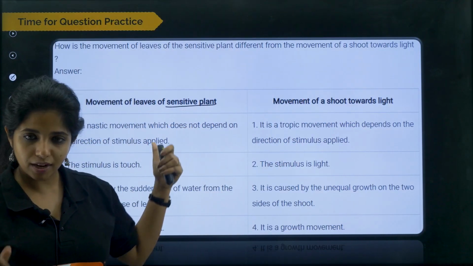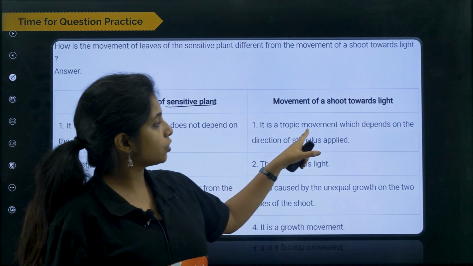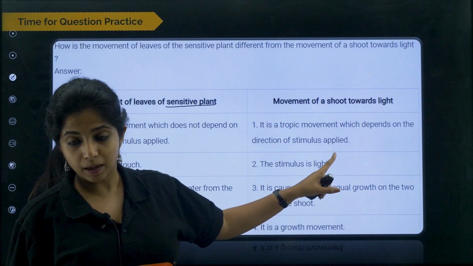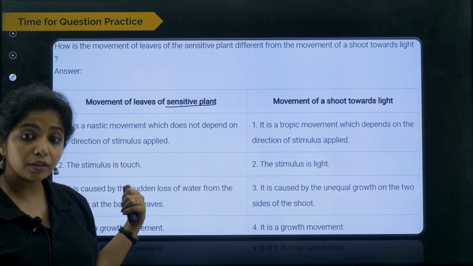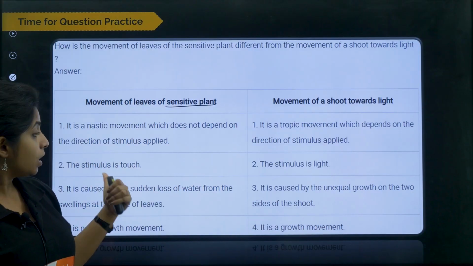Now explain the definition of nastic. Here, in nastic, the movement does not depend on the direction of the stimulus applied. Here it is a tropic movement which depends on the direction of the stimulus applied. What is the stimulus over here? It is touch. What is the stimulus over there? It is light.